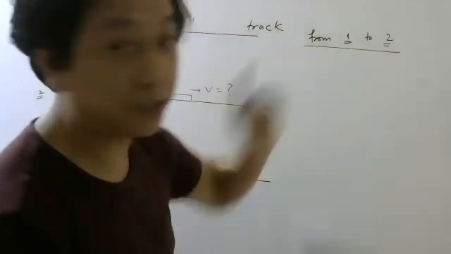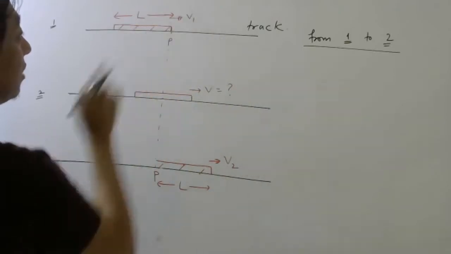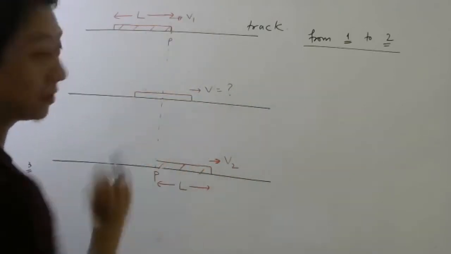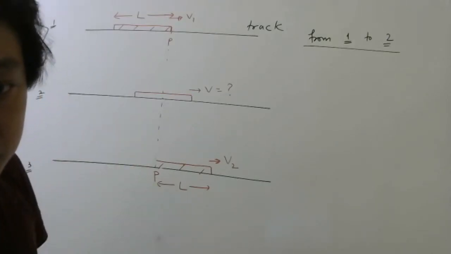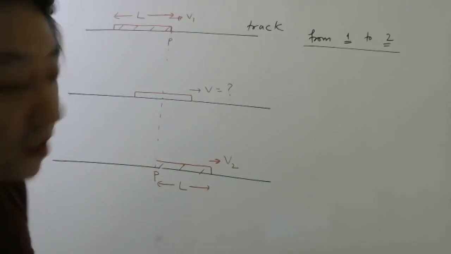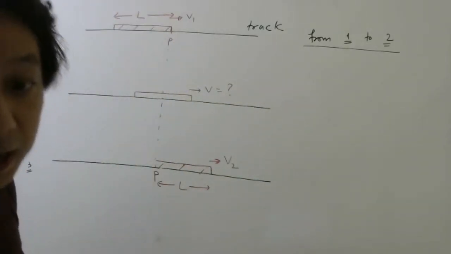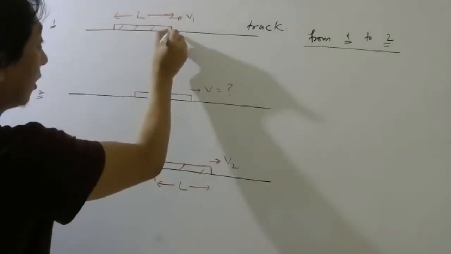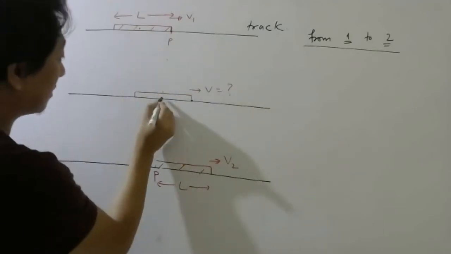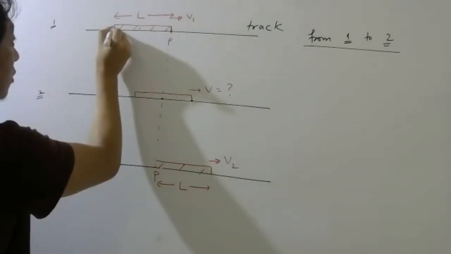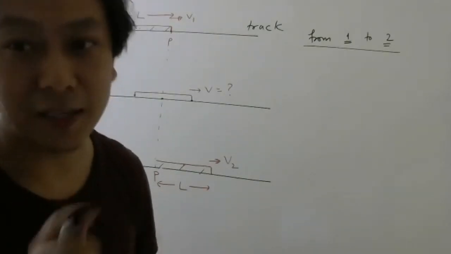From stage 1 to stage 2, the train's velocity was v1. Now the train's velocity is v. Can you tell me what is the displacement of the train from here to here, in terms of this length L? L by 2, right? Why? Because this point which was here is now here. This point which was here is now here. And this point which was there is now here. So the displacement of the train is L by 2.